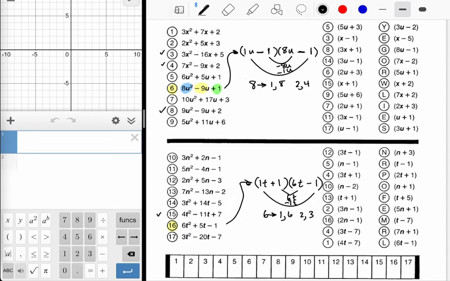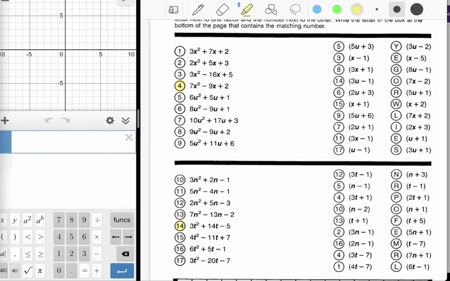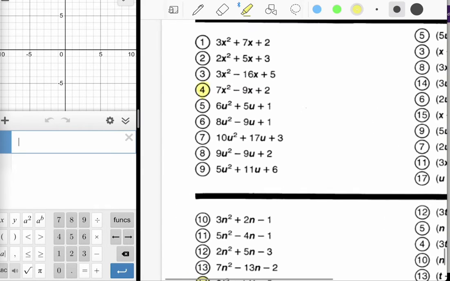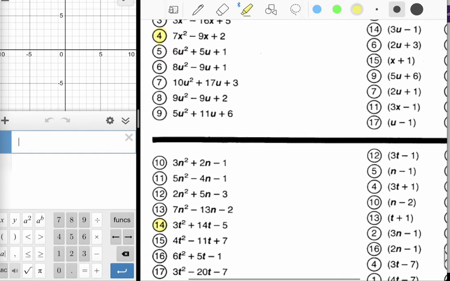So hopefully you got something out of this. Number 4 and number 14 are both obviously trinomials, but they each have something a little different going on. In the case of number 4, the c value is positive. If the c value is positive, the signs in your binomials have to be the same.